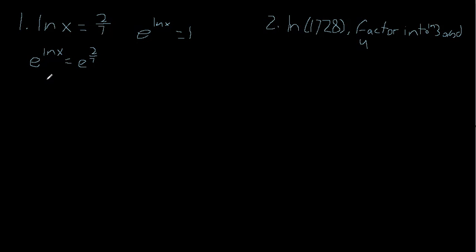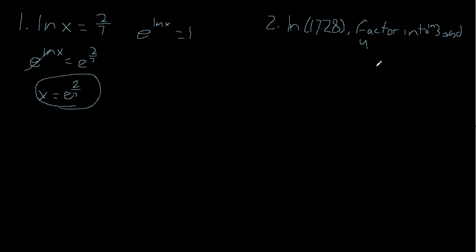Once we do this, this just cancels out. We get x equals e to the 2/7th. And then you just enter this in your calculator by putting the exponent sign and then putting the division on there with parentheses, and that's your answer.